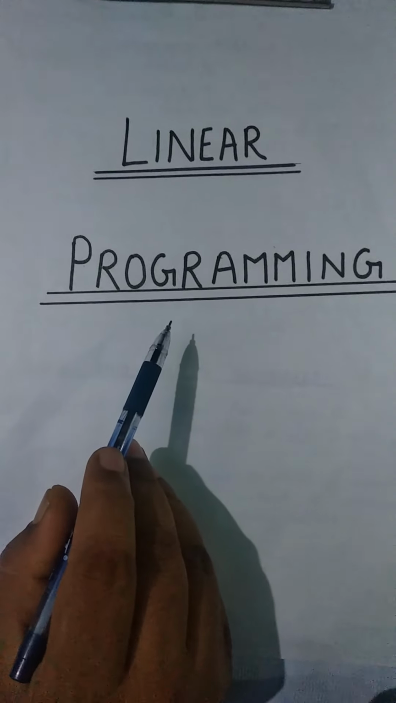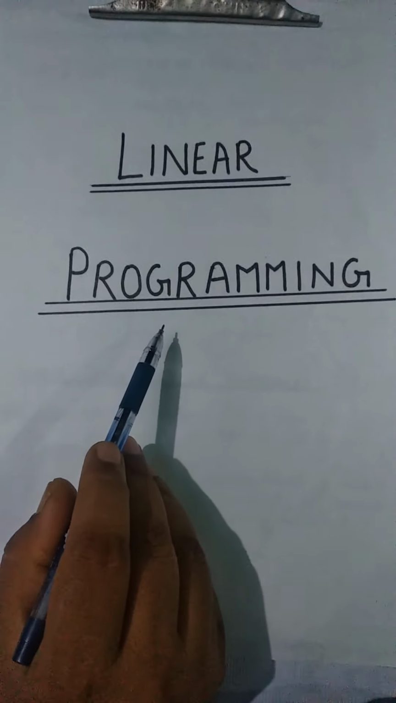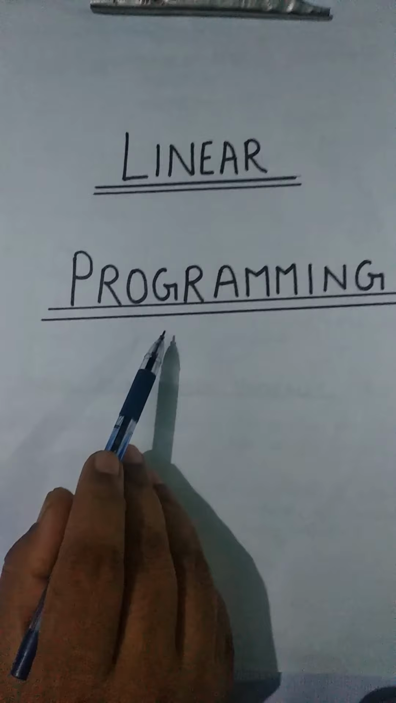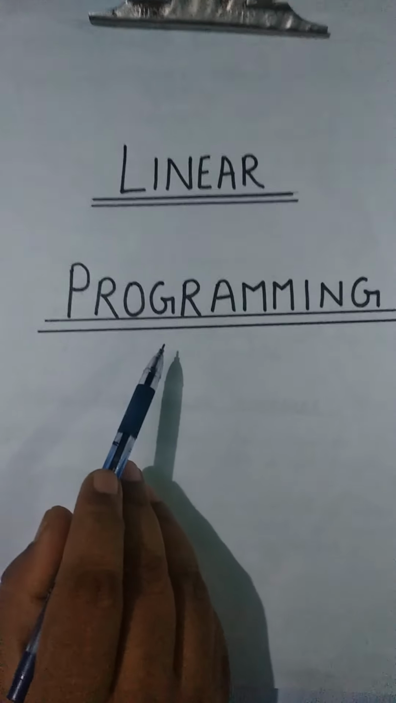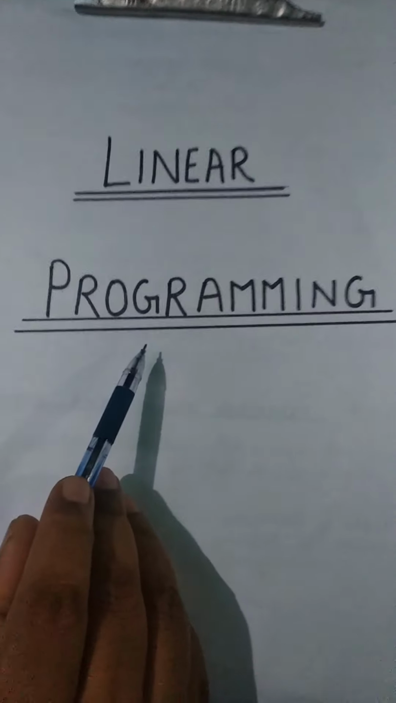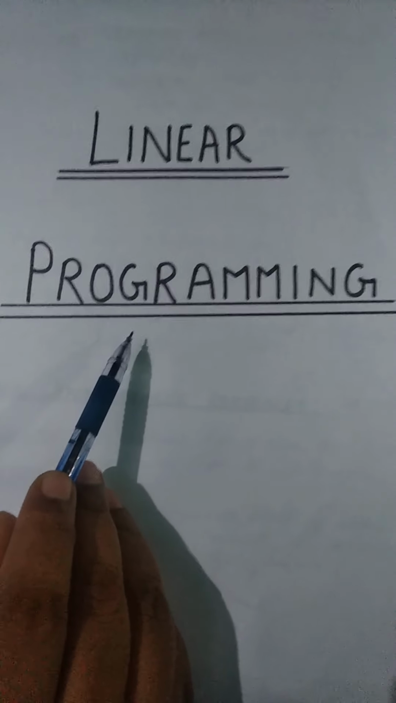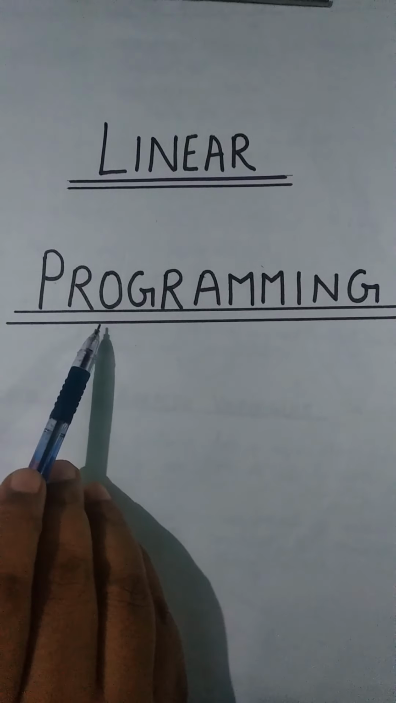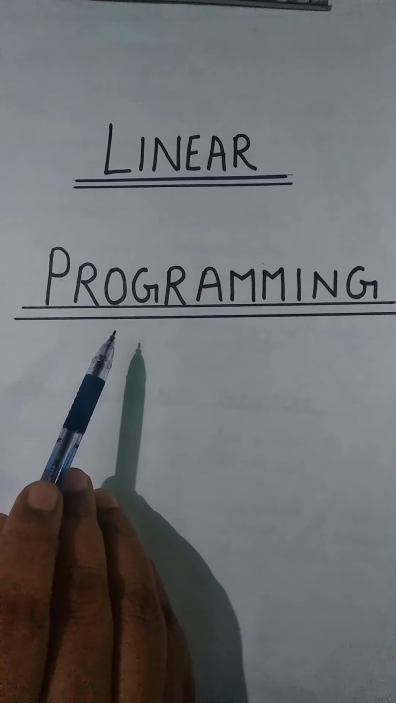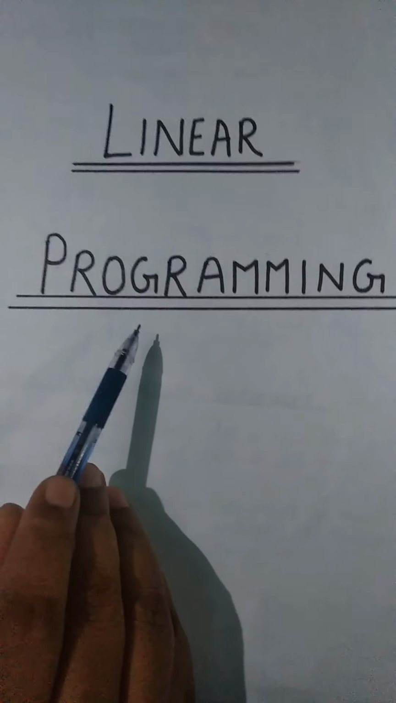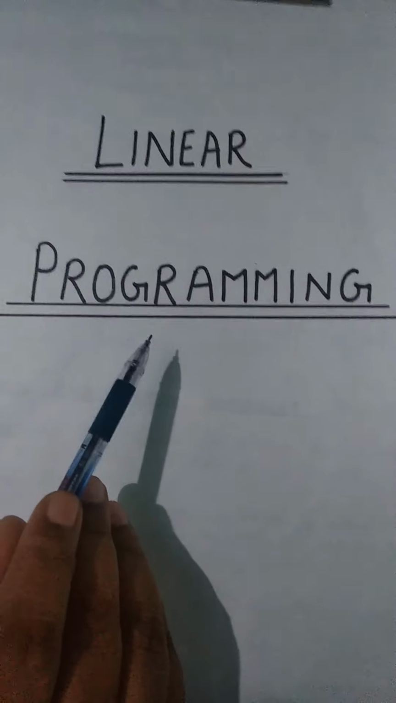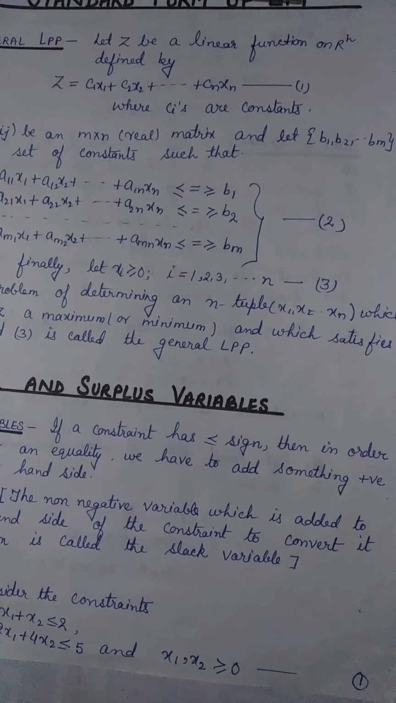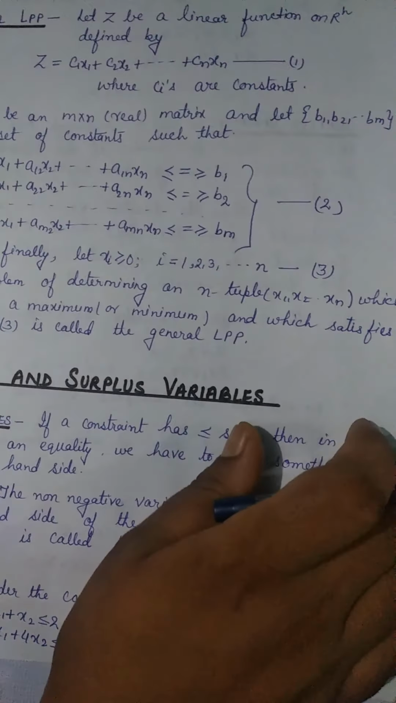In this video of Linear Programming Part 2, we will discuss the general form of linear programming problem, what are slack and surplus variables, and the standard form of linear programming problem. The standard form of linear programming problem is used to develop the procedure for solving the general linear programming problem of n variables. So, first we will go through the general form of linear programming problem.